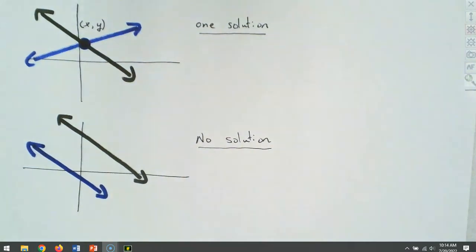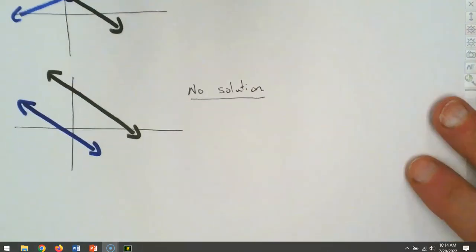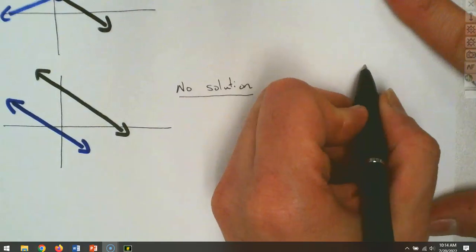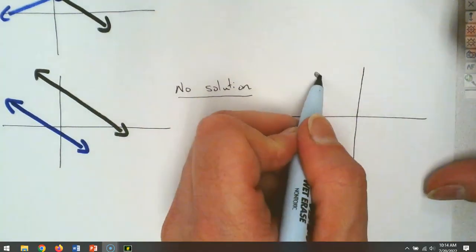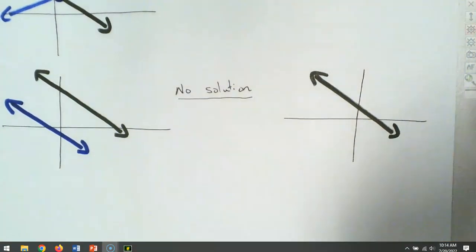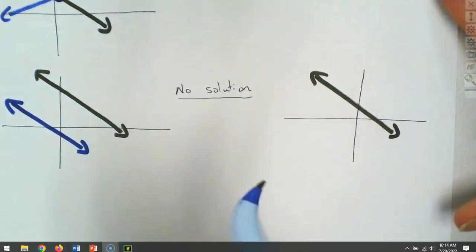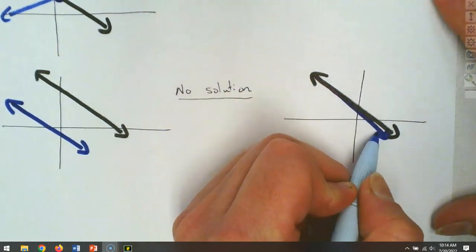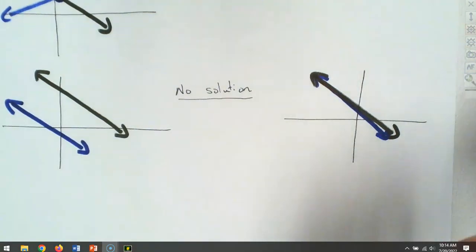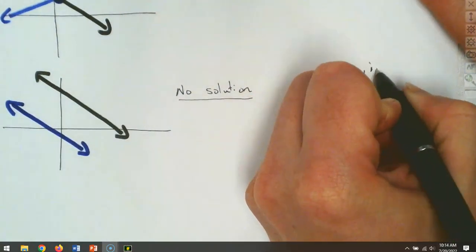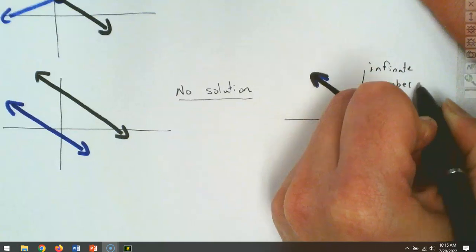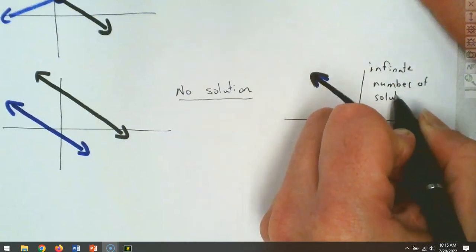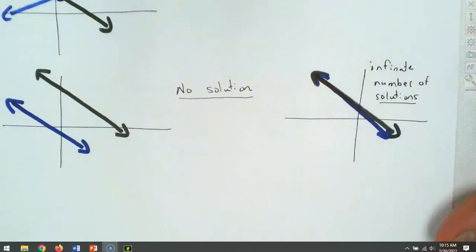And then, for the last part, you can have an infinite number of solutions. That's where these lines are on top of each other, where they're the same. You can have them look different but actually be the exact same line, directly on top of each other, crossing at infinitely many places. So this has an infinite number of solutions.